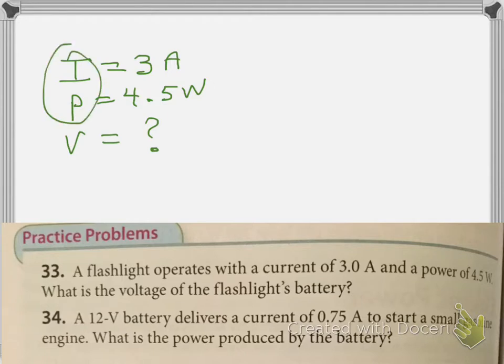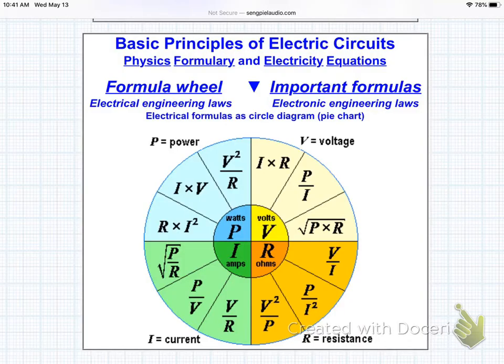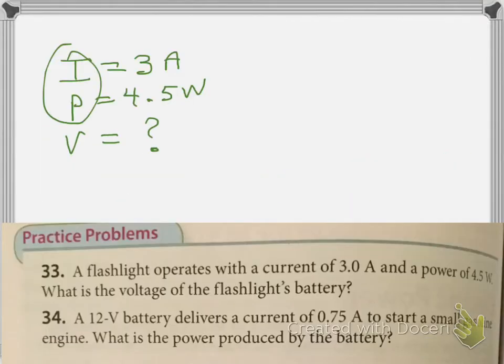So you go to the wheel, and you find the V section, and you look for I and P. It's this formula right here. Voltage is equal to P divided by I.